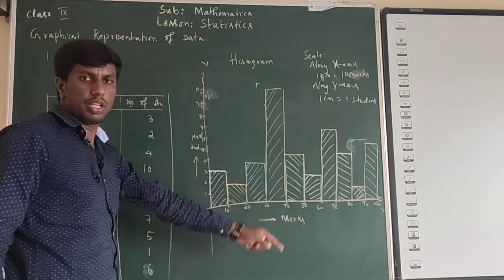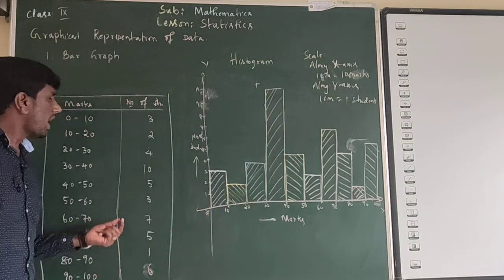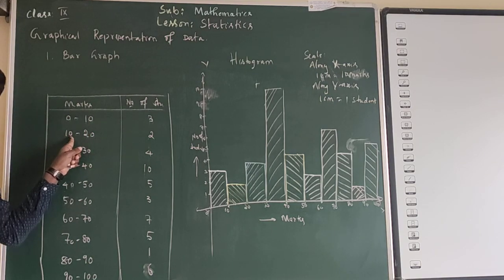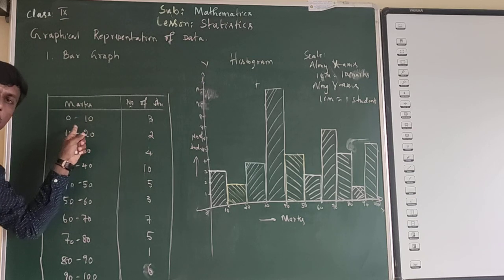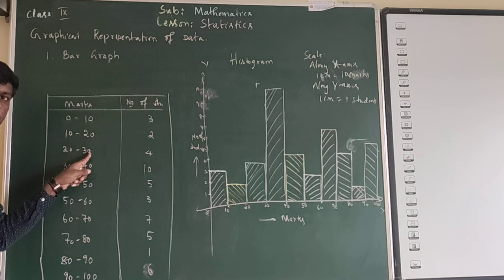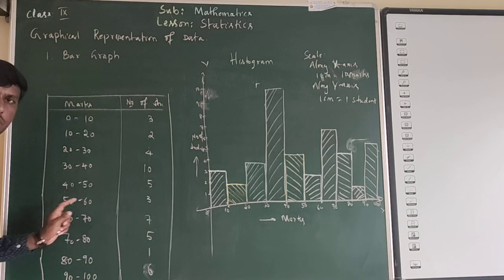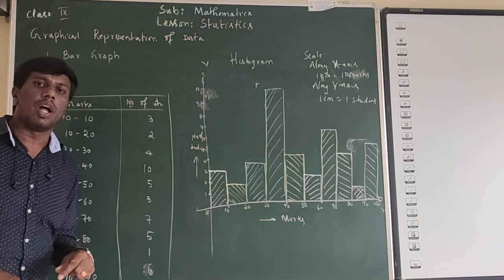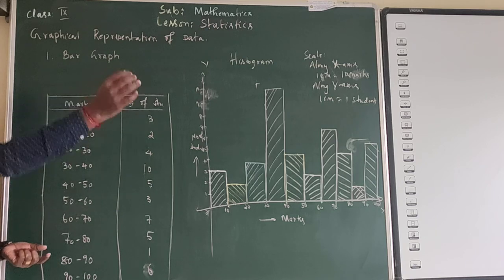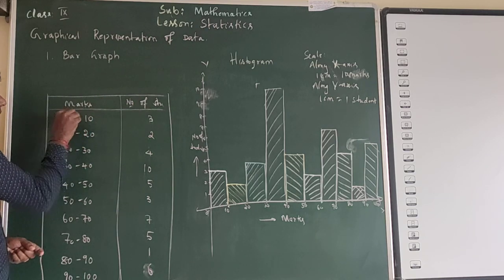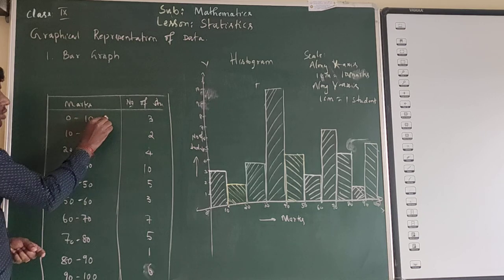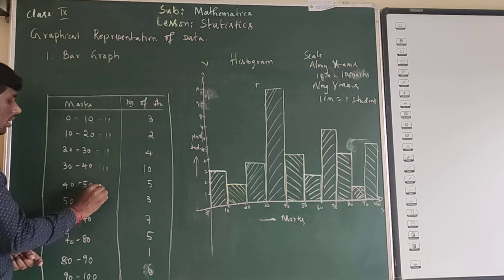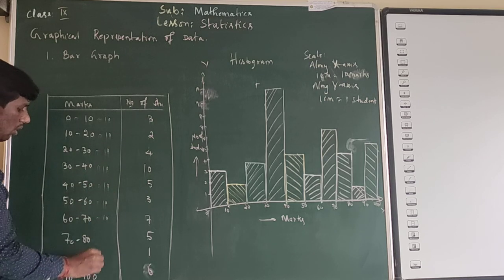This is of uniform width. When we have continuous class intervals, 0 to 10 ends with 10 and the next again starts with 10. It's not starting with 11. So 10 to 20, 20 to 30, 30 to 40, 40 to 50, 50 to 60, 60 to 70. It has continuous class intervals, and also equal class size. What is class size? Upper limit minus lower limit. 10 minus 0 is 10. 20 minus 10 is 10. 40 minus 30 is 10. All are 10.